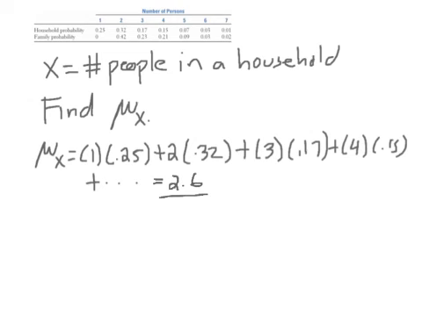Should have mentioned before, actually, you may think, what about families with 8, 9, 10, or, you know, more people than that? Well, it turns out the chart just cuts off here. The probability of that happening is so low, it's less than 1%, so we're just ignoring them.